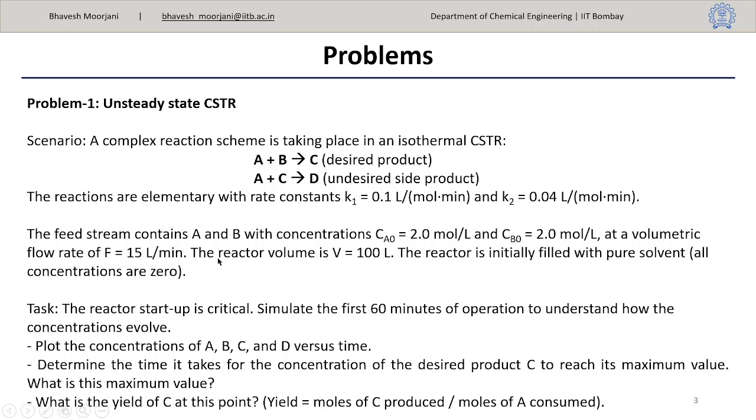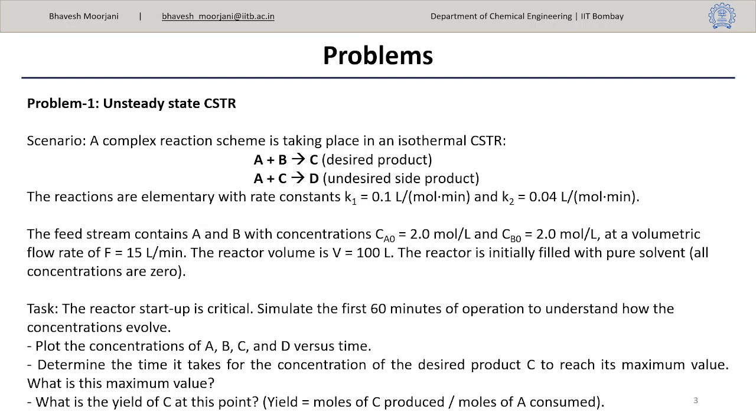Now the feed stream contains A and B with concentrations Ca0 and Cb0, both given as 2 mole per liter, and a volumetric flow rate of 15 liter per minute. The reactor volume is given as 100 liter, and the reactor is initially filled with pure solvent. All concentrations are 0.